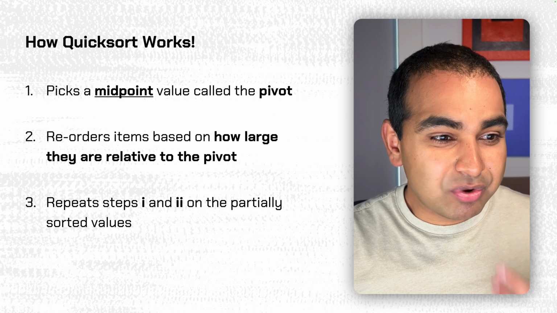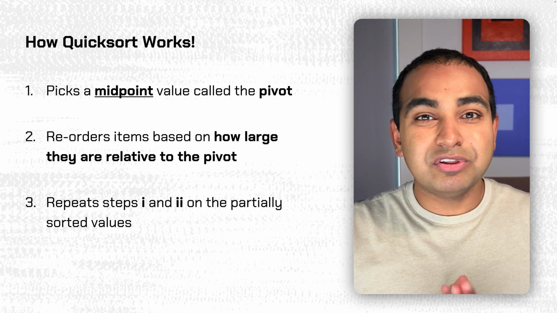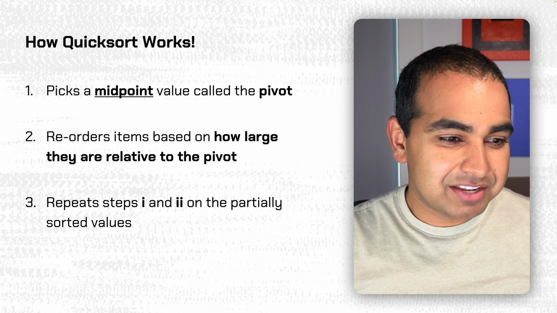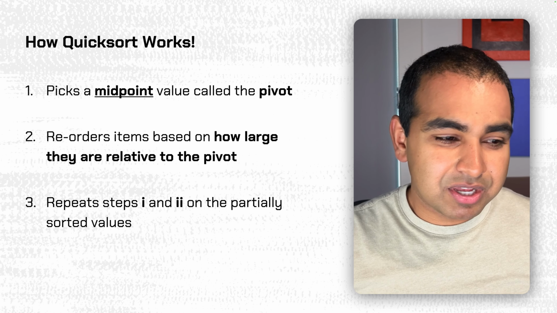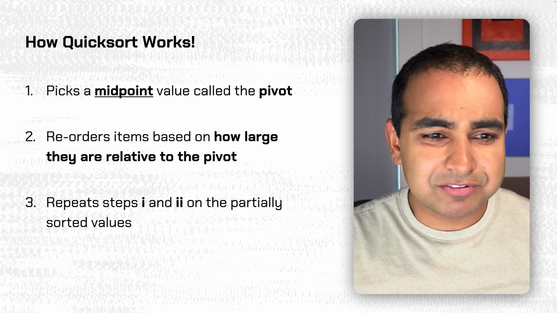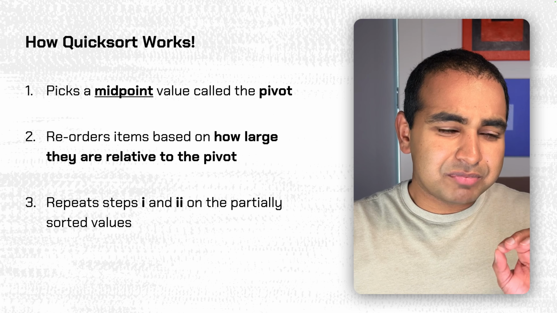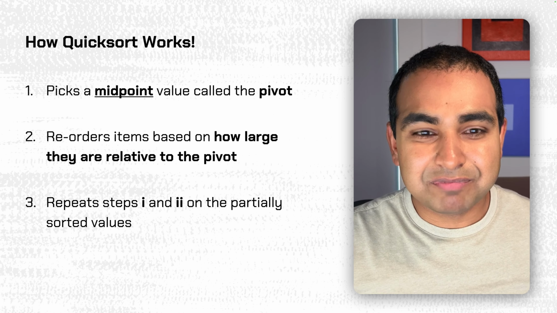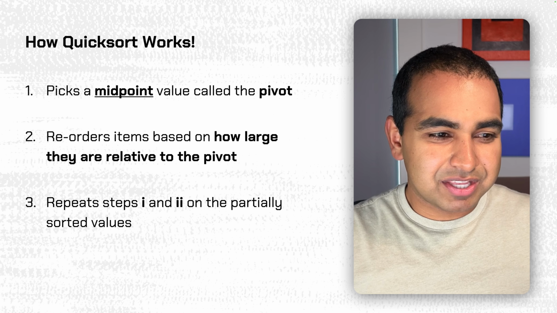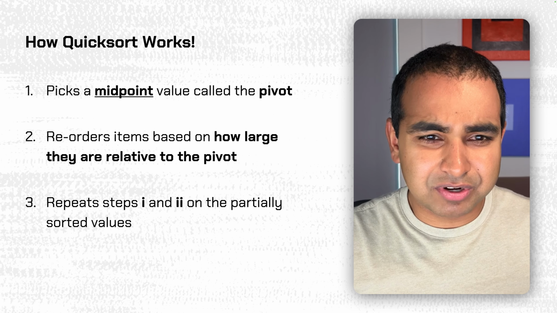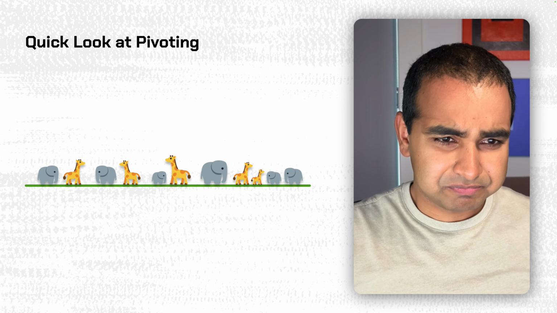Number 2, it reorders the items based on how large they are relative to the pivot. And in step 3, it repeats steps 1 and 2 on the partially sorted values. Before you might notice that the word pivot comes up quite a bit. So before we dive into the details of how the sorting itself works, let me just talk about pivot first.